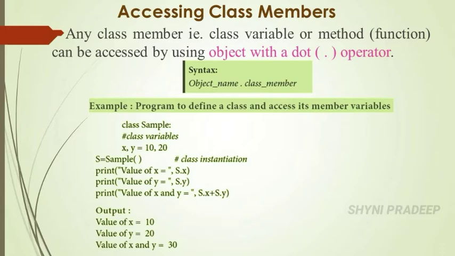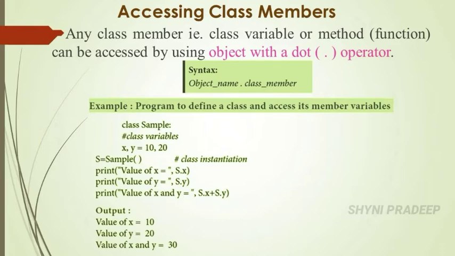And next topic is accessing class members. Any class member or class variable can be accessed by using the object with a dot operator. So you can access the class member by using the object with a dot operator. See here, this is the syntax to access class members. First you have to write the object name, and next write the dot operator. Dot. Next write the class member.